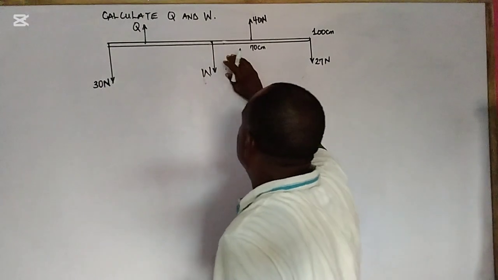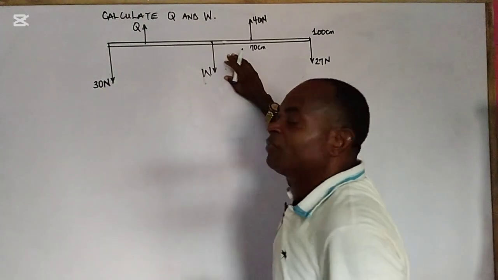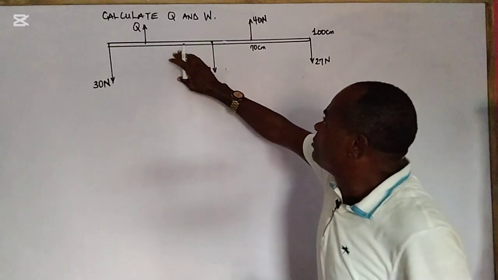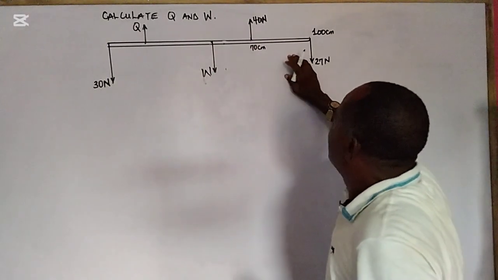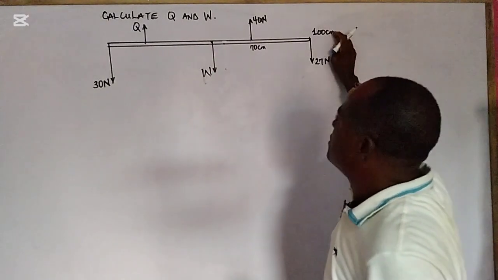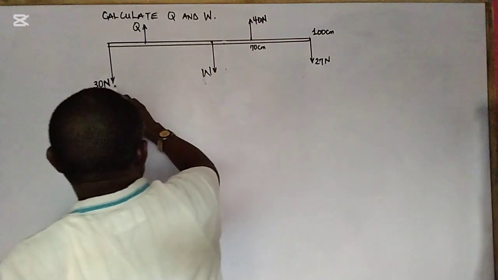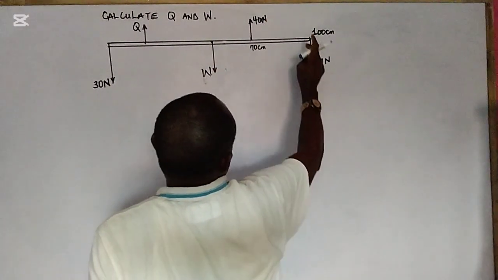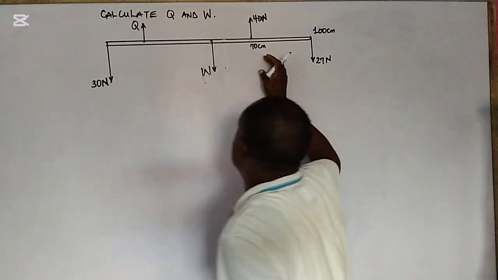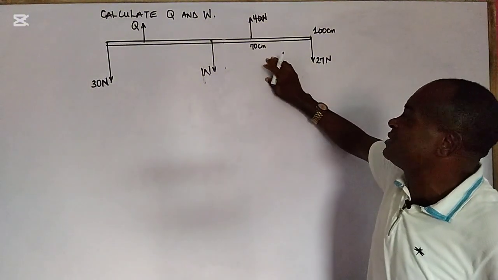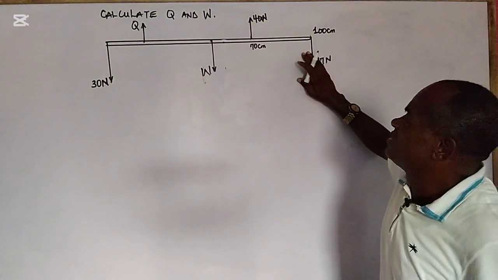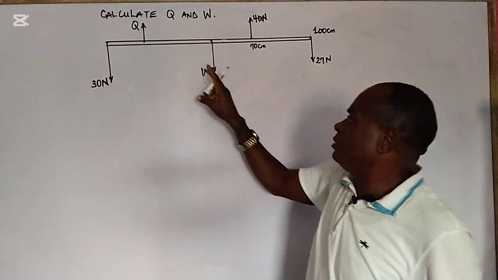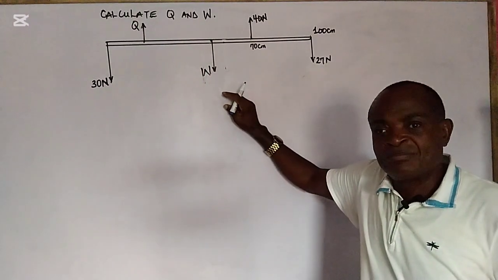We have a problem that we are to solve from equilibrium, that is equilibrium of forces. We have a meter rule of 100 centimeters, and the forces 30 Newton, Q, W, 40 Newton and 27 Newtons respectively are expected to interact on this beam, and we are to determine the value for Q and W.